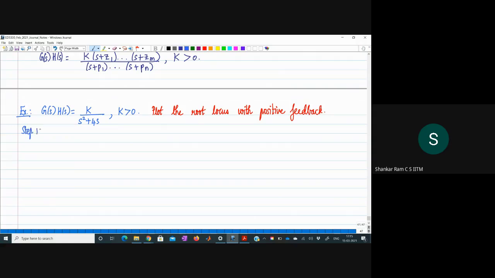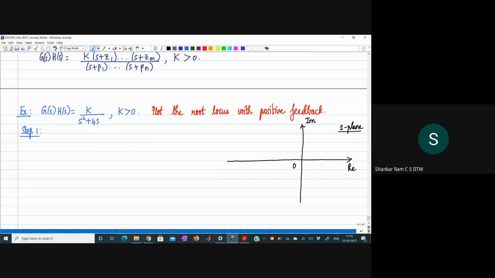Step 1 is to locate the open loop poles and open loop zeros in the S plane. That's what step 1 is. If we are locating them on the S plane, let's first construct the S plane. So this is our origin. This is the S plane. You need to label all the axes on the plane also.